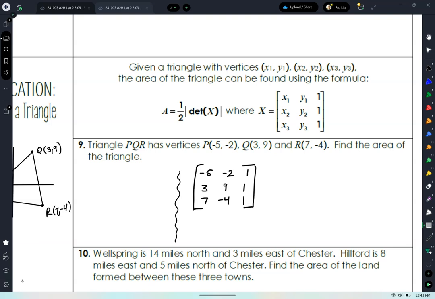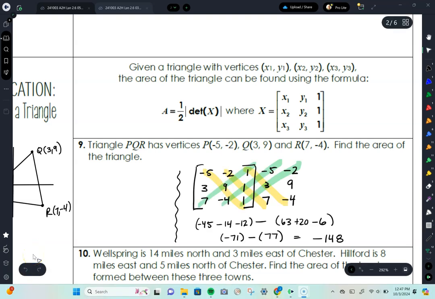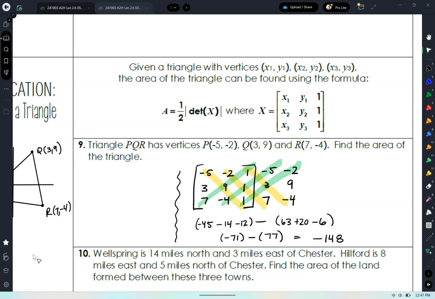Everybody have that matrix down? Okay. Find the determinant of that matrix right there. Go. They should have come up with this for your determinant, right? Okay. Now, it seems a little weird that you would get a negative value here, right? We're talking about the area of a triangle, right? So, yeah, right? Thanks, Jaden.